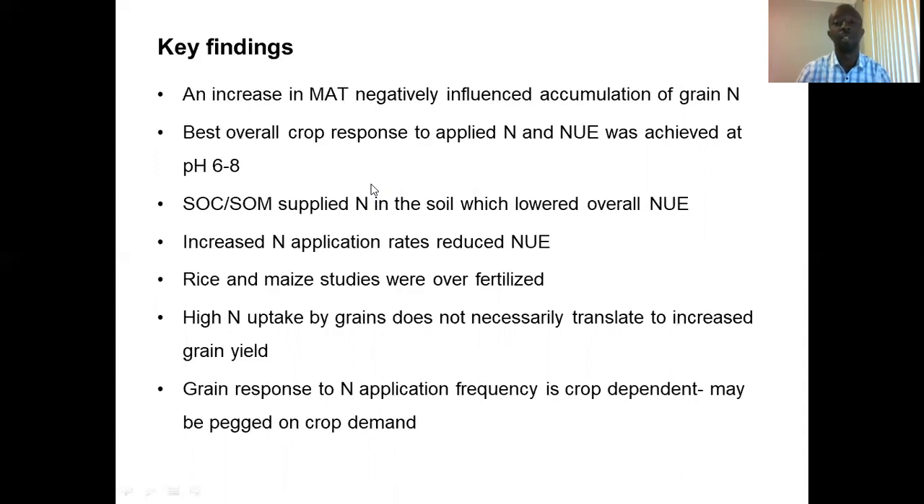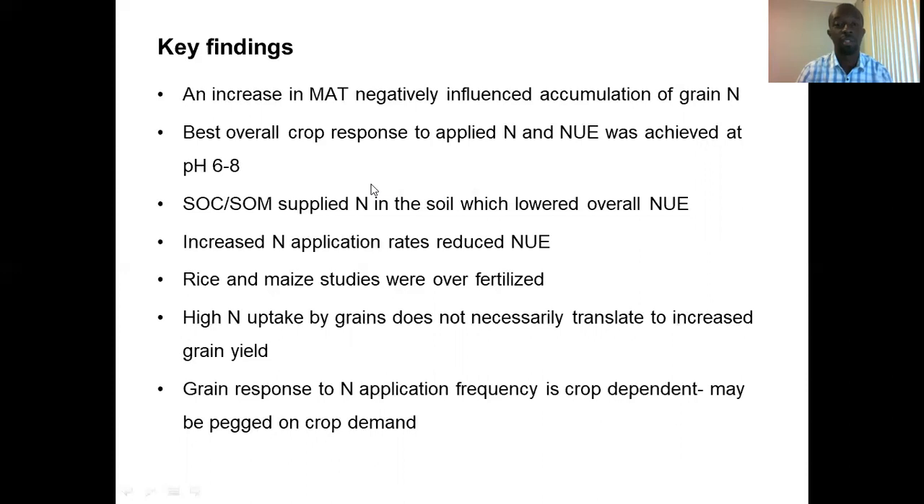There were increased application rates of nitrogen, which reduced nitrogen use efficiency, and this can be explained because you have fertilizer application being a function of nitrogen use efficiency. So when you have more applied nitrogen, which is not fully utilized by the crops, then that means there's lowered or reduced nitrogen use efficiency.